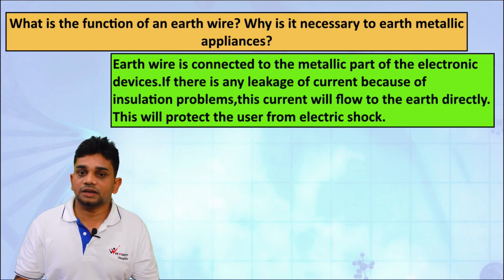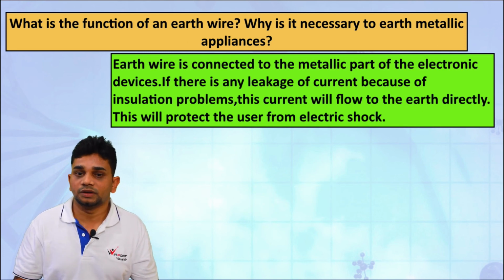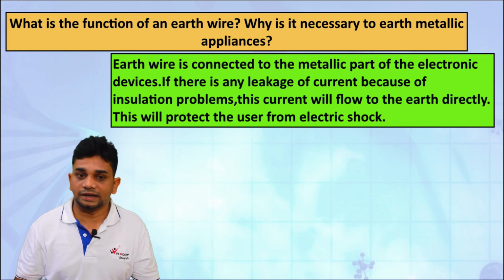Earth wire is connected to the metallic part of the electronic devices. If there is any leakage of current because of insulation problems, this current will flow to the earth directly. This will protect the user from electric shock.